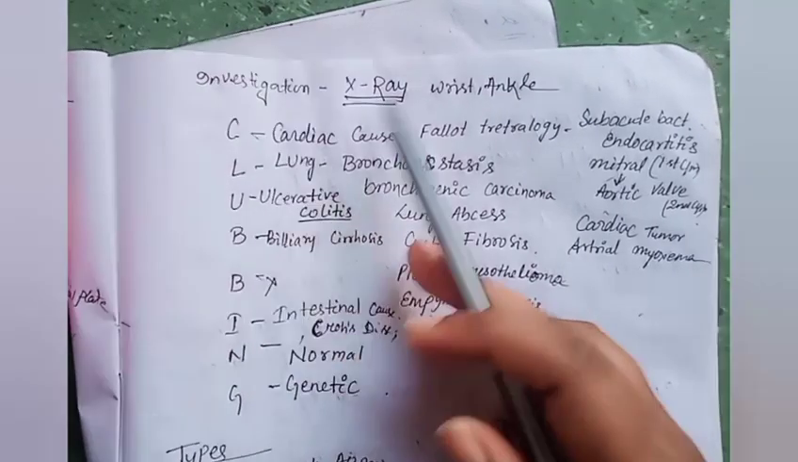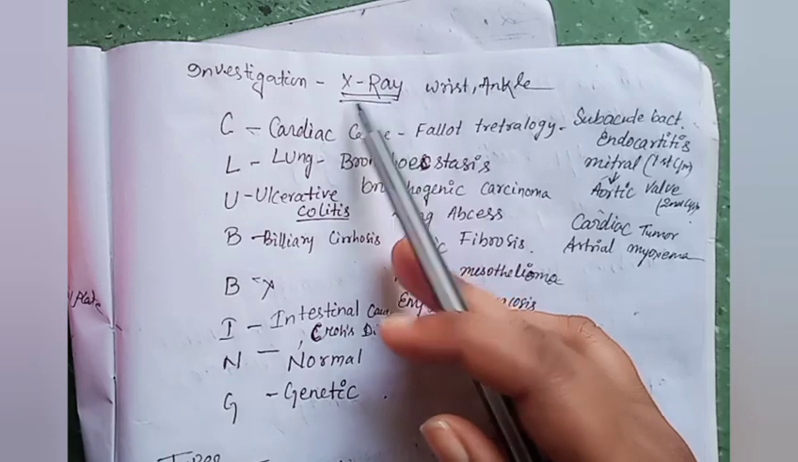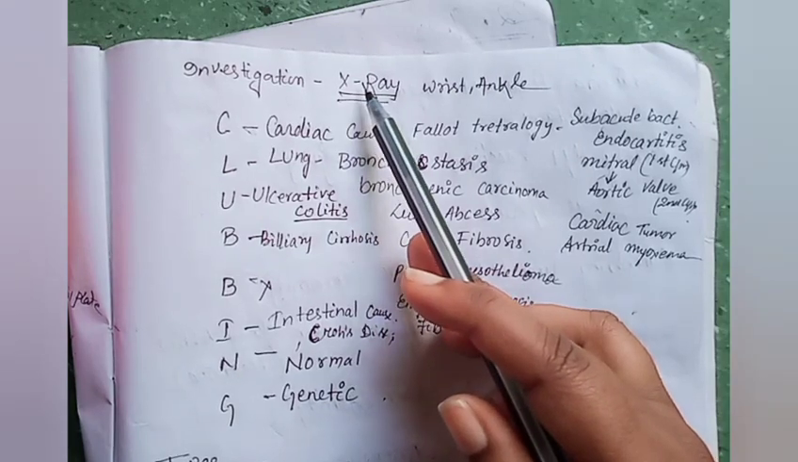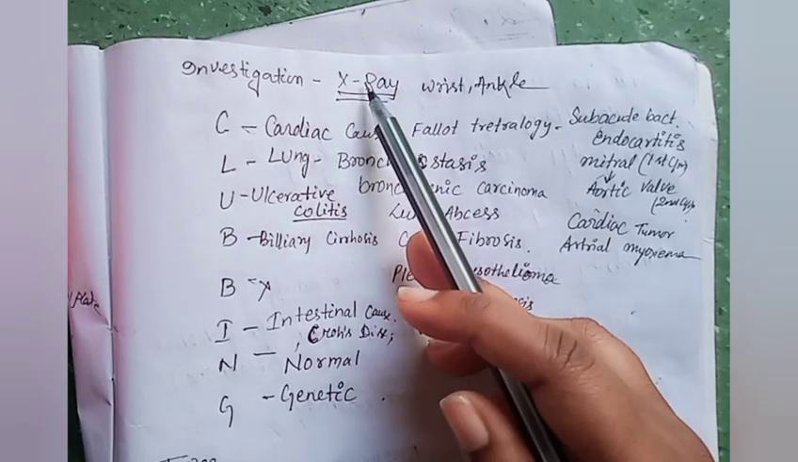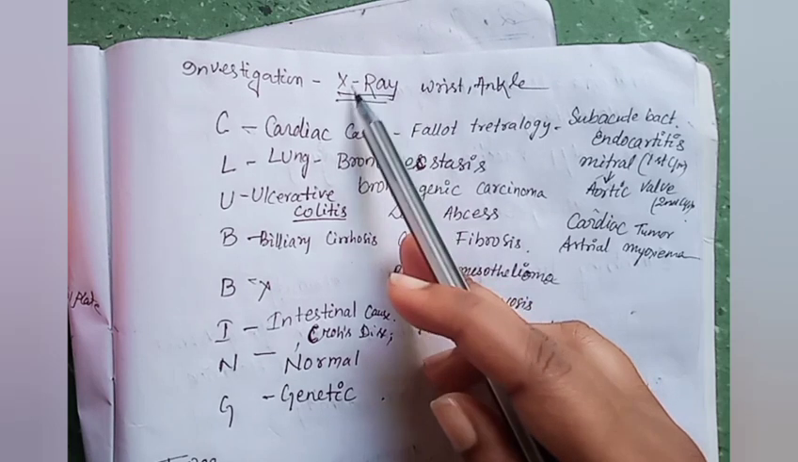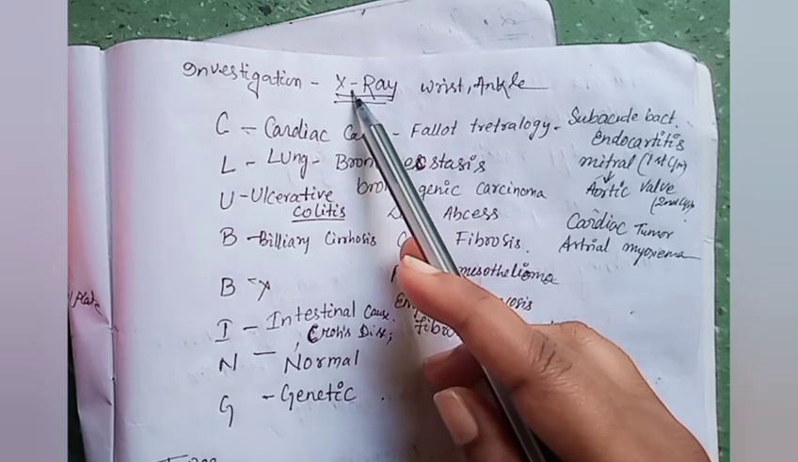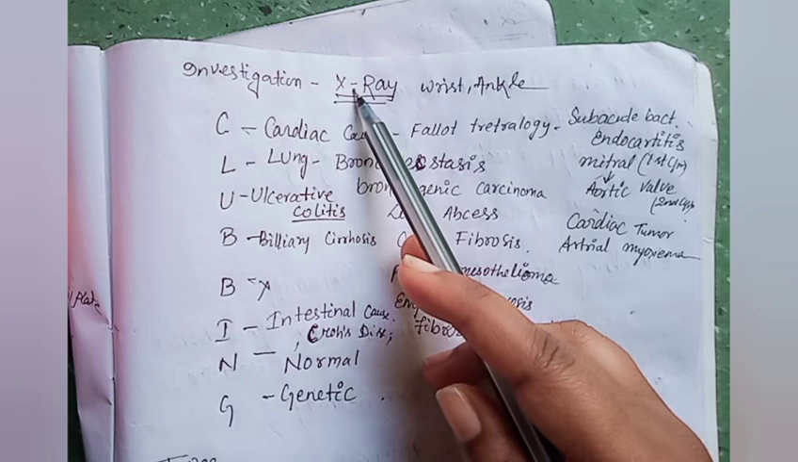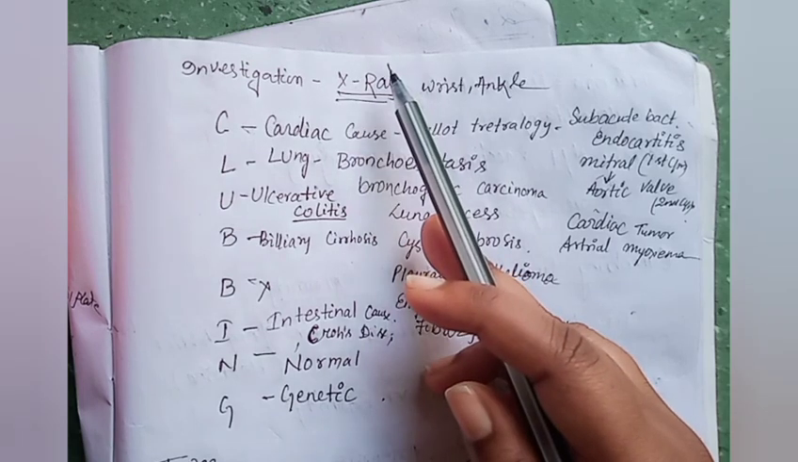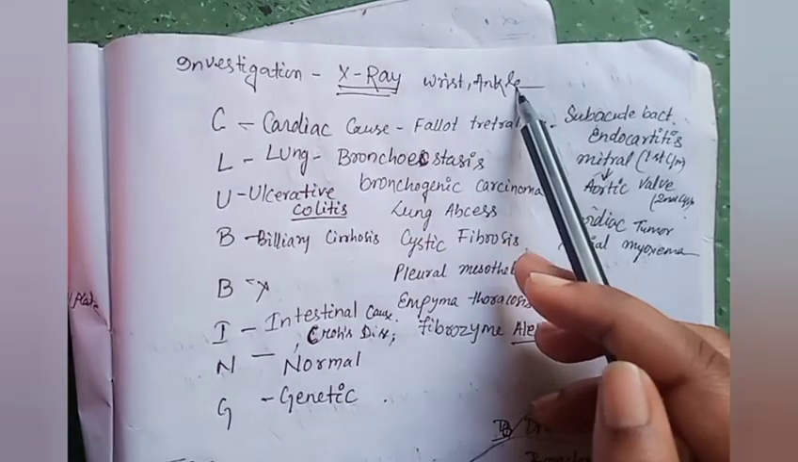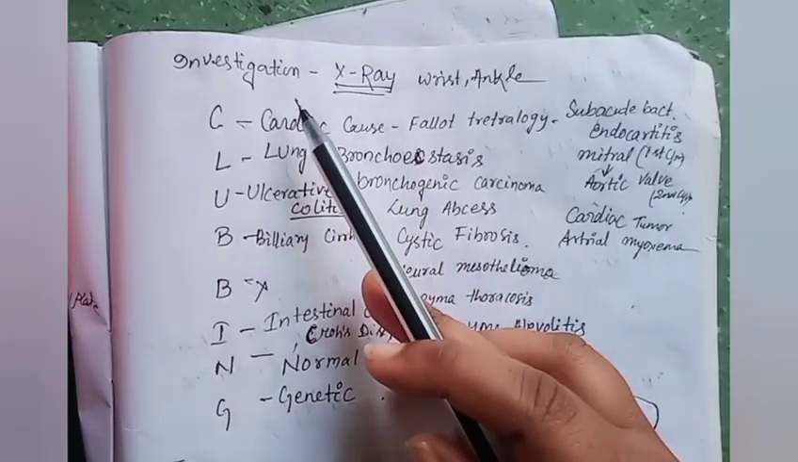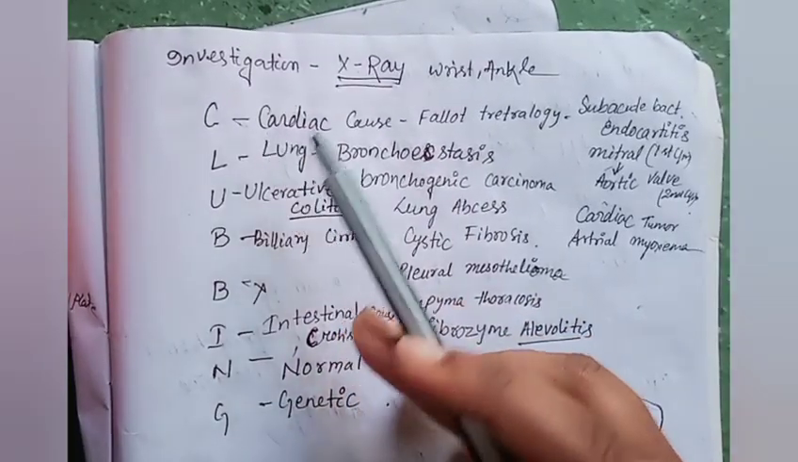How do we investigate? X-ray is the investigation of choice, because bone osteoarthropathy occurs. From the X-ray you can understand the bone features, and from this you can suspect that clubbing is present. A wrist and ankle X-ray is the investigation of choice for clubbing.